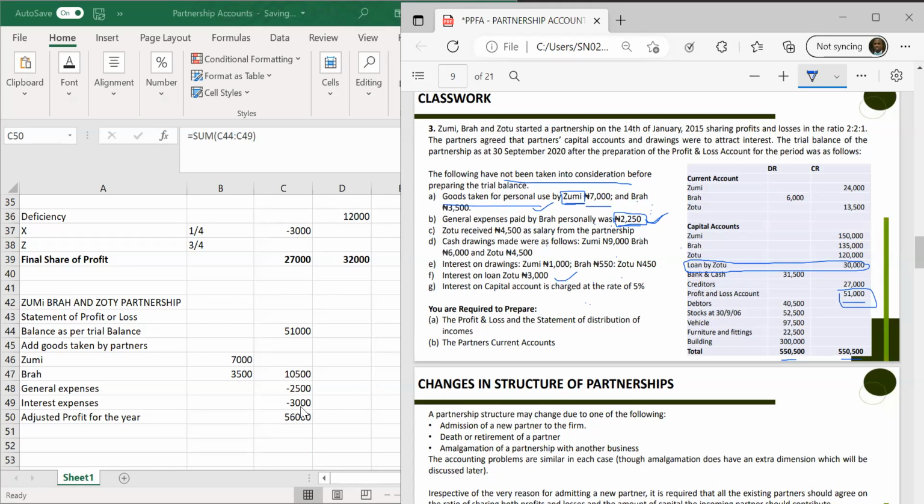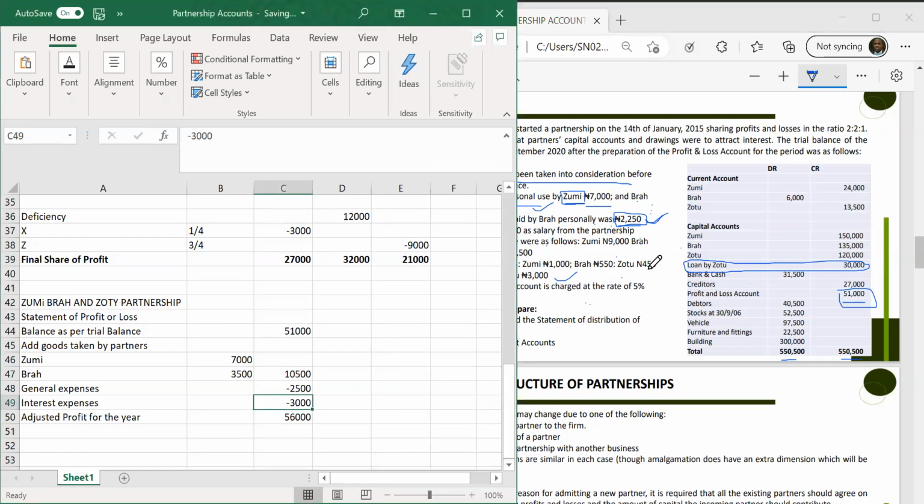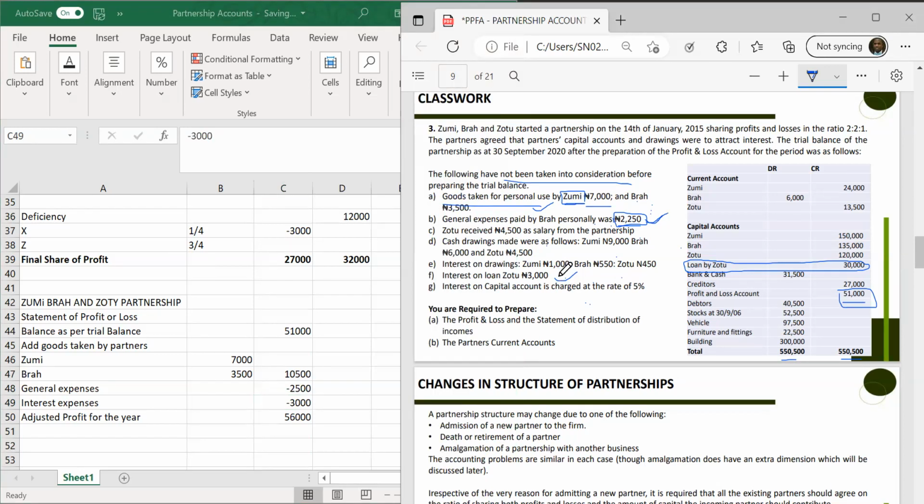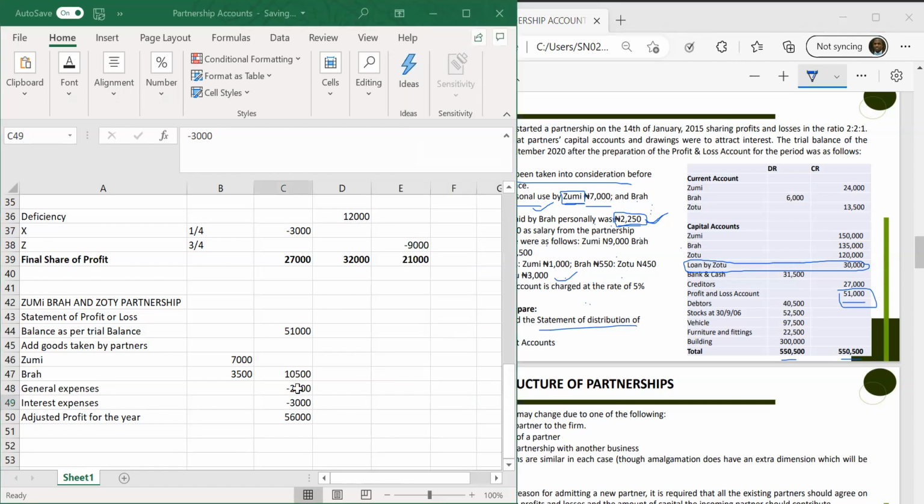So this 3,000 is here, and I've explained this interest on loan given to us by Zotu. How did we know it was given to us by Zotu? Loan by Zotu in the trial balance is a credit balance, which means it's a liability to the organization. So it's interest, and we have to take this as part of expenses. This one we'll treat later when we are doing the statement of distribution of income.